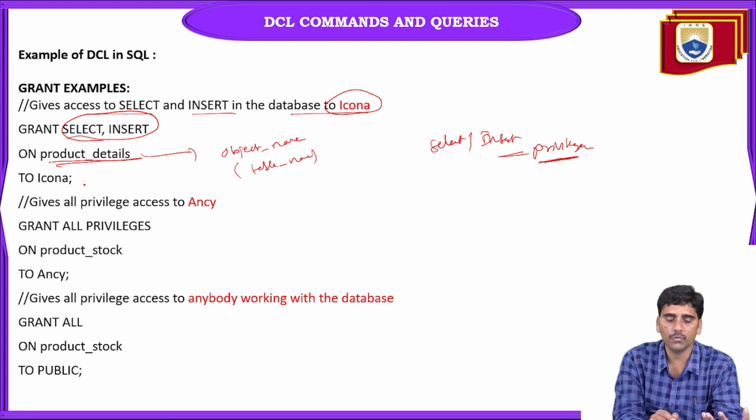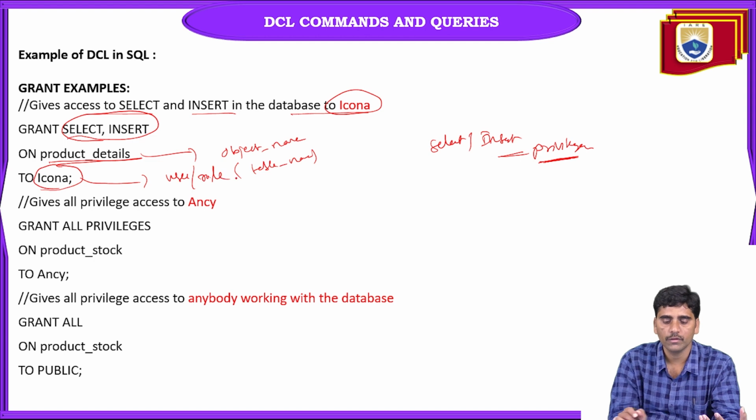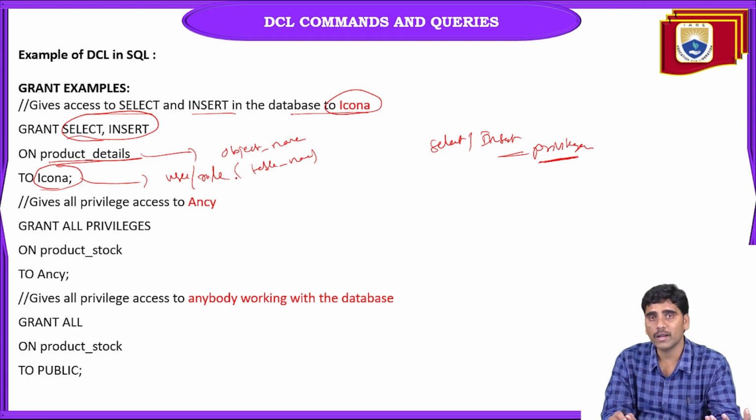To whom? To the user, icona. So icona is nothing but a user or role. So now here we are granting the privileges called select and insert on the object product_detail to the user called icona. So now we are granting the permissions to this icona on this table to perform only select and insert operations.